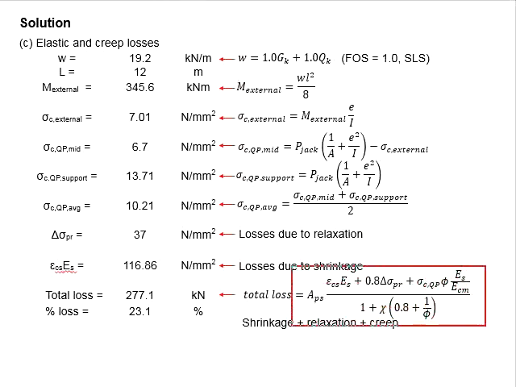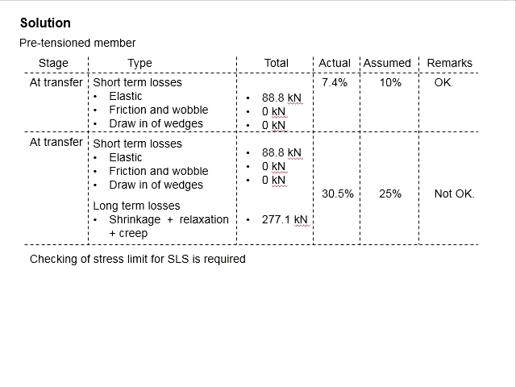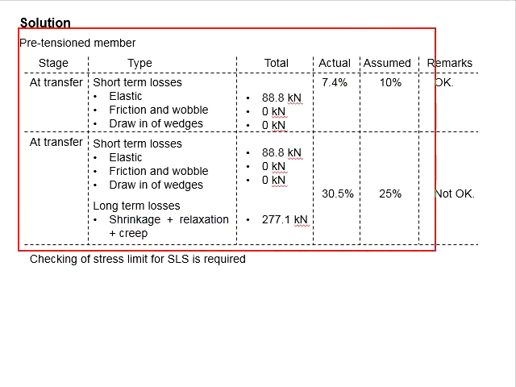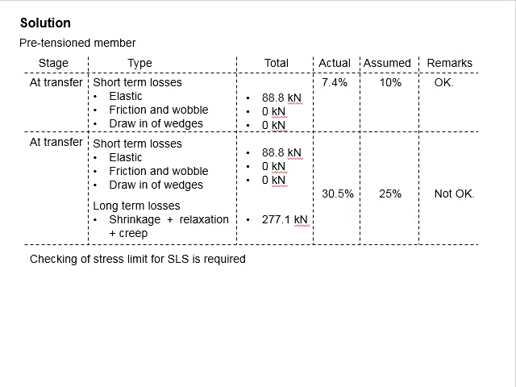Substitute all the equations and you get your total losses is 277.1 kN. So now let us look at the summaries of the result computed from the pre-tension member as a compilation from the previous examples. First, the member is a pre-tension. There will be no friction, wobble and draw-in of the wedges. It is purely governed by the elastic losses, which is calculated as 88.8 kN.